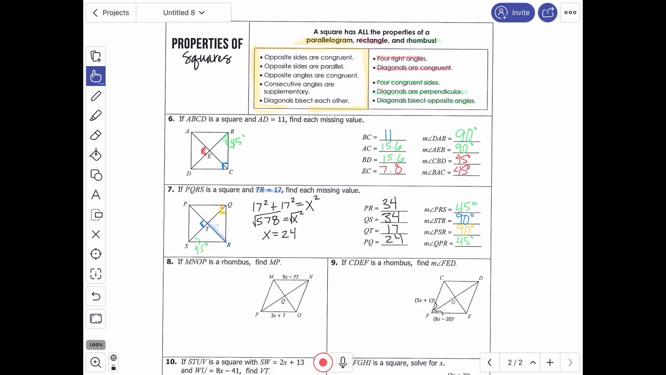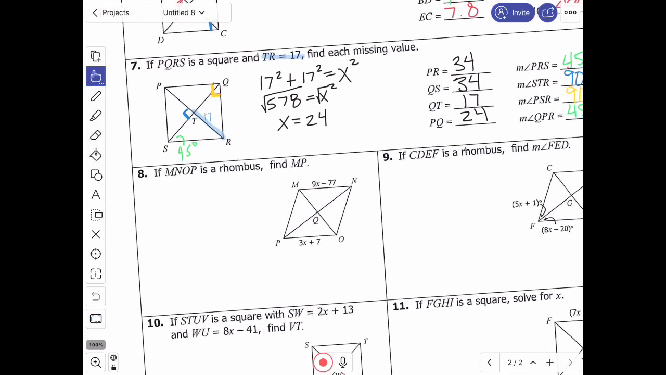Before I start 8, I wanted to point out again that for my rhombus, those are the green properties. A rhombus has these 3 additional properties as well as the properties of a parallelogram, but it does not share these 2 properties that a rectangle has. So we cannot assume that there's 4 right angles and that the diagonals are congruent. We can only say there's 4 congruent sides, diagonals are perpendicular, and they're bisecting those opposite angles. So that's something to keep in mind when we look at number 8.